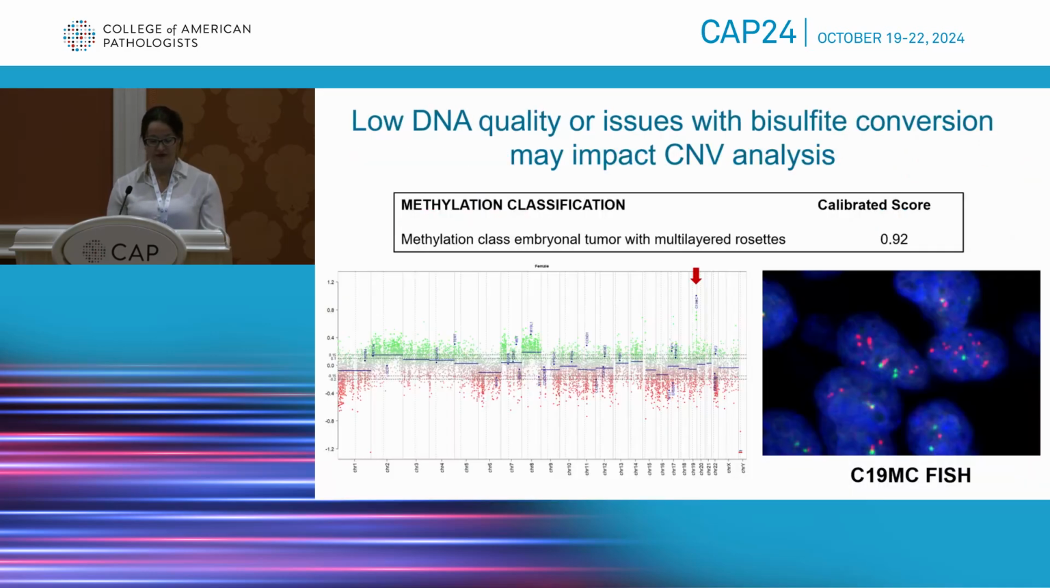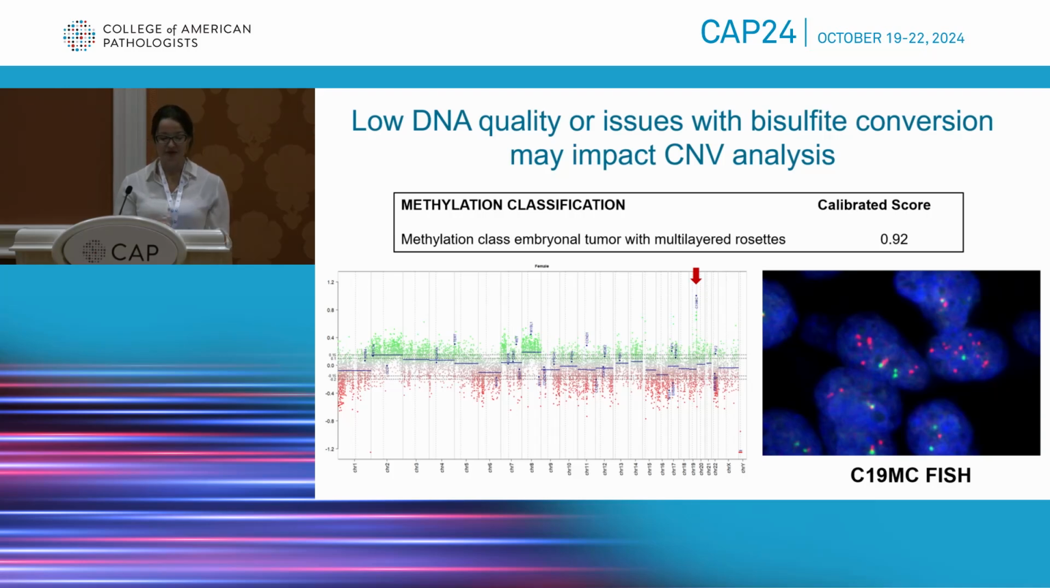The array doesn't work very well. It's not very robust. Low quality DNA in our hands doesn't affect so much our ability to classify, but what happens is you notice that the plot of the CNV is super noisy, because CNV is much less robust to poor quality DNA.